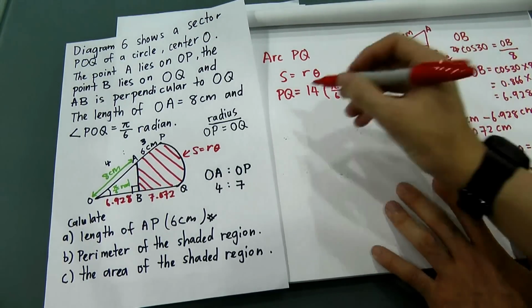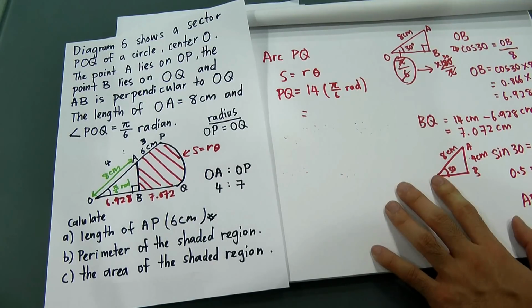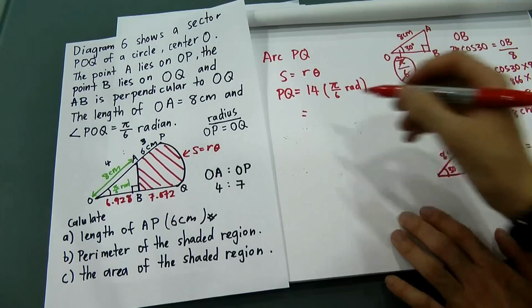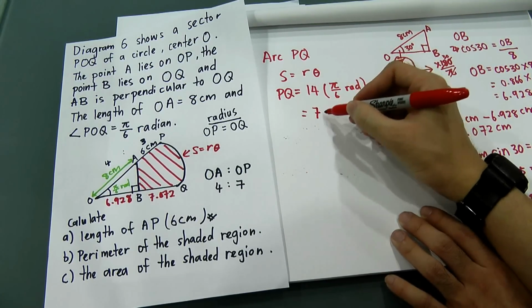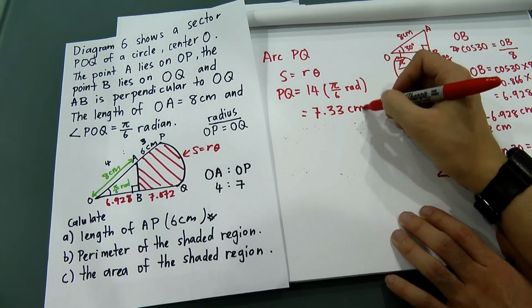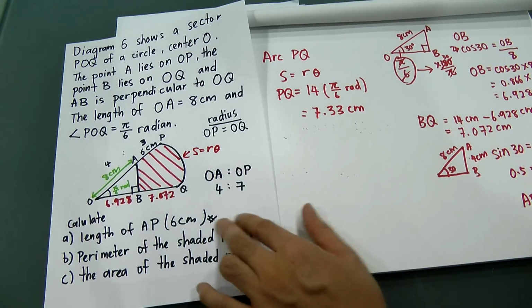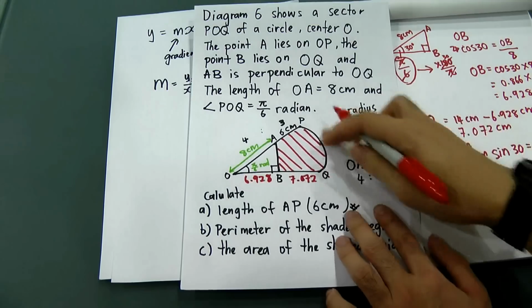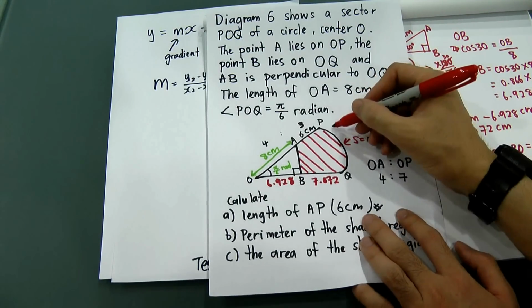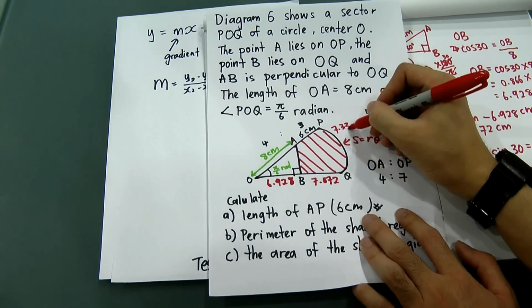Okay, so therefore when we press the calculator, pi/6 multiplied by 14, we will get 7.33 centimeters for the arc PQ. Means here actually will give us 7.33 centimeters. So I just mark down 7.33.